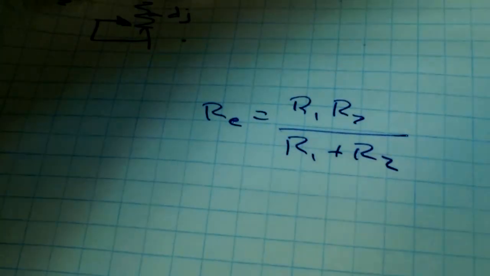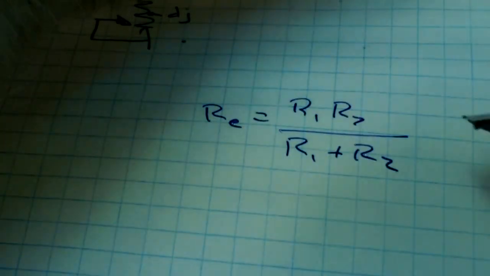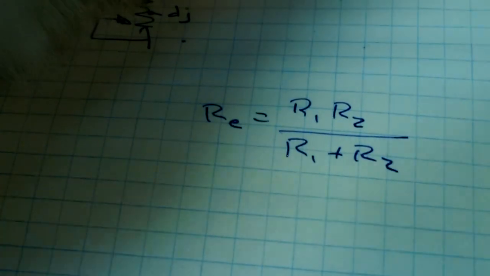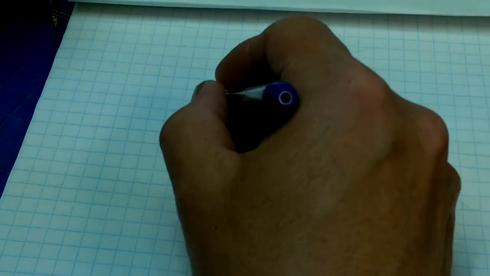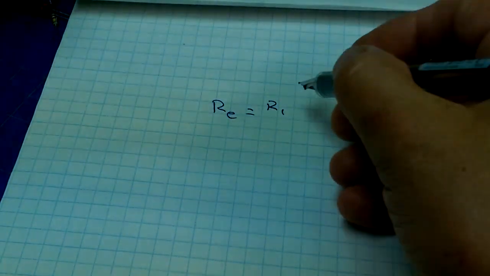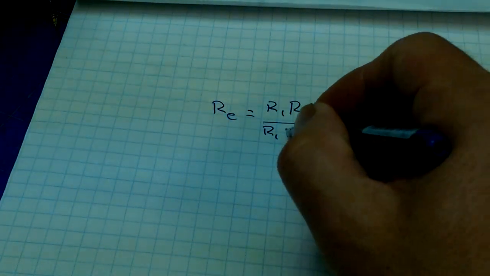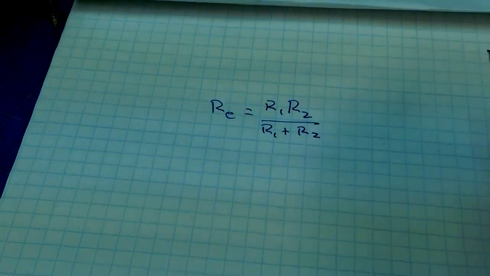So if you want to tune a resistor R1, and you want to, say, tune it by 1%. So, R equivalent is equal to R1 times R2 all over R1 plus R2.